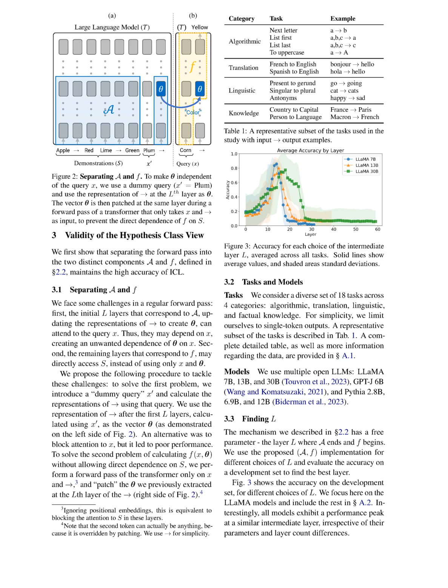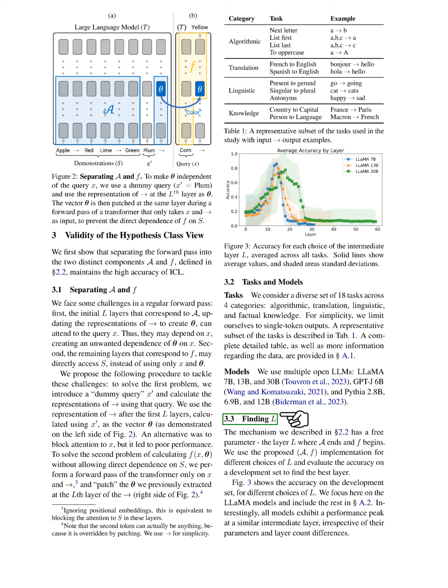Section summary. The proposed hypothesis class involves different choices of A and F, with a focus on the transformer architecture. The challenge lies in separating the forward pass into two components, A and F, while maintaining high accuracy. To address this, a dummy query, x', is introduced to calculate the representations of the arrow and create the vector theta, while the remaining layers only access x and the arrow to calculate f(x; theta). By dissecting the network and eliminating undesired information flow, the components A and F can be isolated in the forward pass, validating the proposed mechanism.